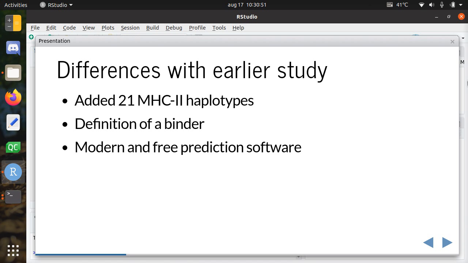So there will be three differences with the earlier study. The first one is obvious, that I need to add MHC2 haplotypes. The earlier study only did MHC1. I'll be looking at MHC2. And we picked 21 haplotypes to have high coverage. However, how we define the binder is different, like in written text, not, but in code it will be different. I'll show you later. And what I wanted to do is to use modern and free prediction software.